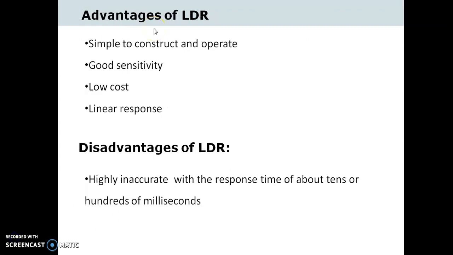The advantages of LDR: it is simple to construct and operate, it has a good sensitivity, also a low cost, and a linear response. There are a few disadvantages of this LDR: it is highly inaccurate, with a response time of about tens or hundreds of milliseconds. It is a slow device, its resistance does not change quickly. It can work only in a small range of the electromagnetic spectrum. The main drawback of this LDR is its slowness. This makes them unsuitable for applications where the light intensity changes rapidly. We need to use a faster device for such types of applications.